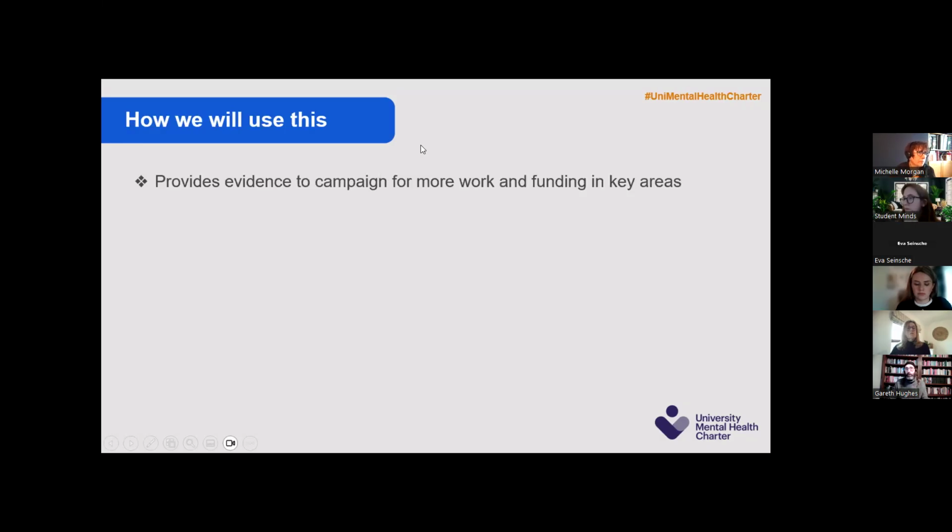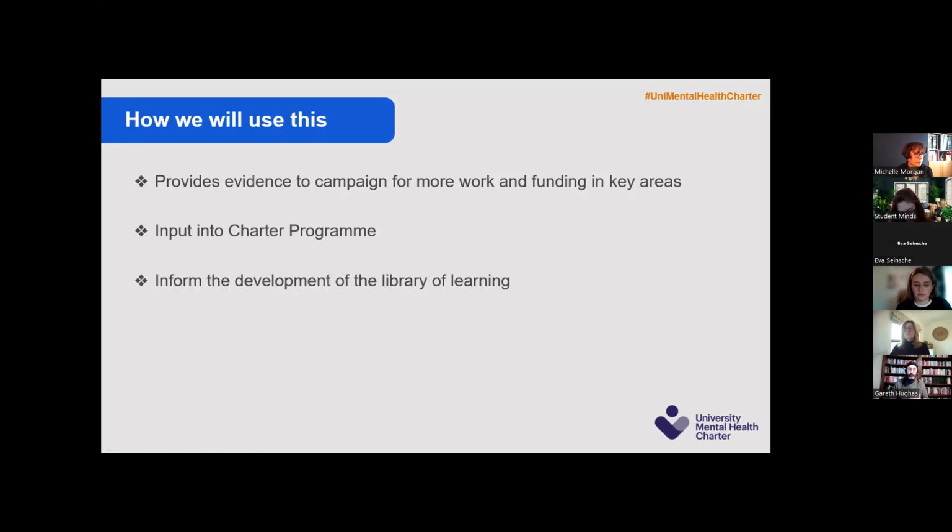This all gives us far more evidence for campaign work and for us to get some funding in key areas. That might not necessarily be funding for us. It might be about funding for research in some of those key areas. And we've been having conversations with Smartin about where we can look for funding and who might be good to do some of the research in this area where we've got gaps. It is absolutely inputting into the charter program. We will use this to think about what we need to provide, what materials we develop, and what we need to cover in the program overall. And it's going to inform, in fact, the Library of Learning.